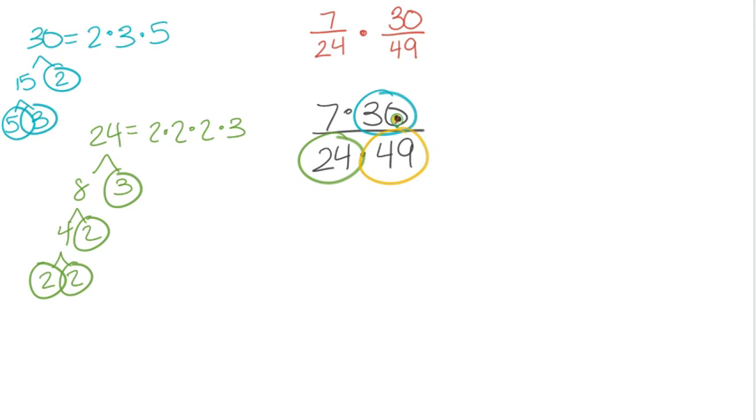49 is composite, so we can break it down. 49 is equal to 7 times 7. 7 is prime, so we circle it. So 49 is equal to 7 times 7.